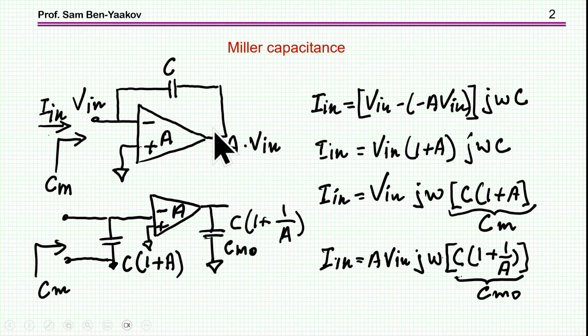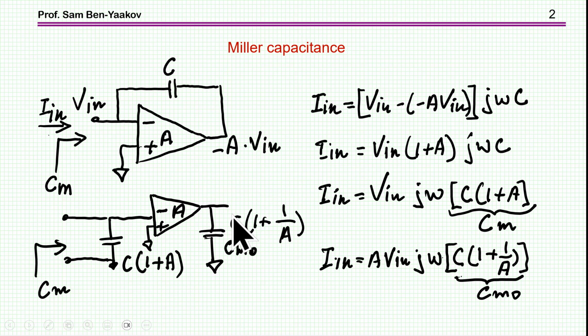The reason for that is that when you have such a connection, the voltage across this capacitor is now larger. We have on this side V in, on this side minus A V in, so this is the total, and therefore the voltage is much higher than it would have been if the capacitor was just connected at the input. Consequently, the current that is needed is proportionally larger. So we can say that the capacitance seen here is larger by 1 plus A.